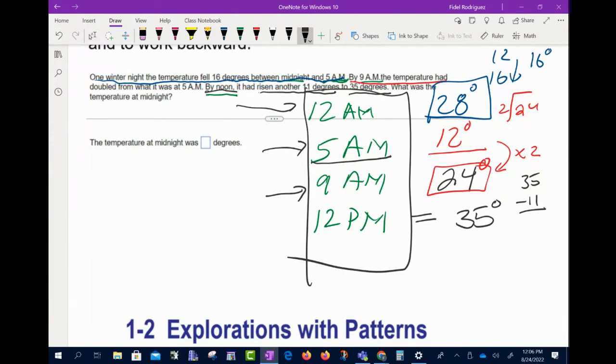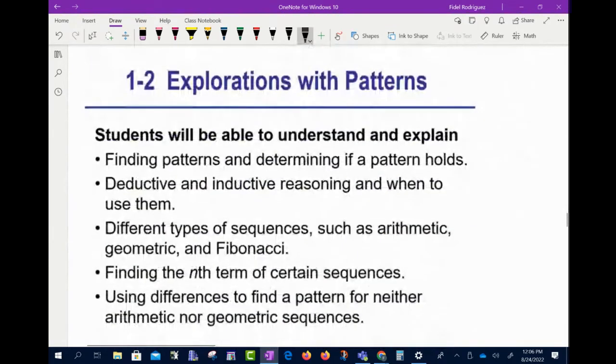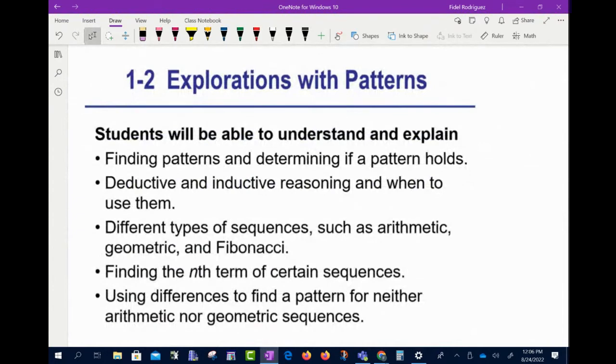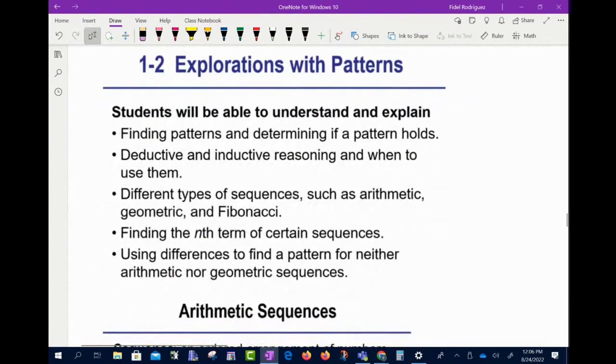All right. So anywho, that was the last problem out of 1.1. So let's go ahead and move on to 1.2. And so 1.2 is explorations with patterns.